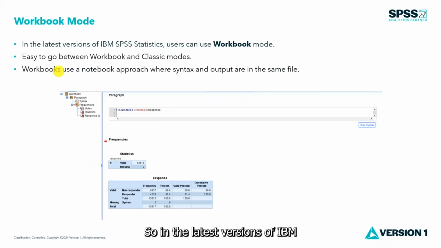In the latest versions of IBM SPSS Statistics, you can use the workbook mode. It's easy to go between working in classic mode or workbook mode, and workbooks will use a notebook approach where syntax and output are in the same file. So you can see here I have my syntax block. It's under paragraph. I can run the syntax. Below it, I'll have my output.